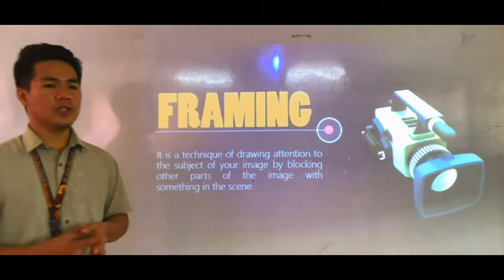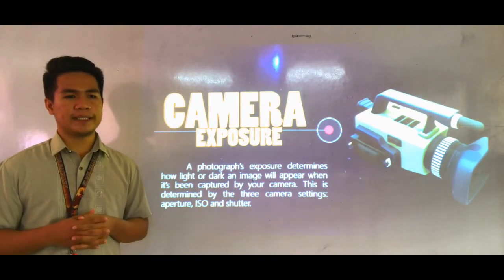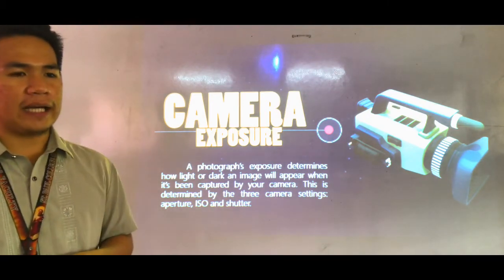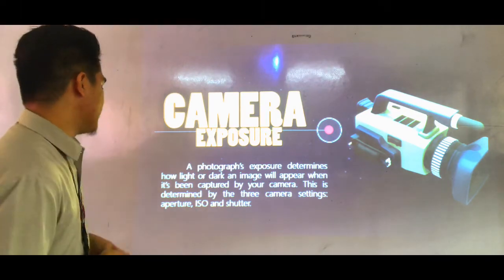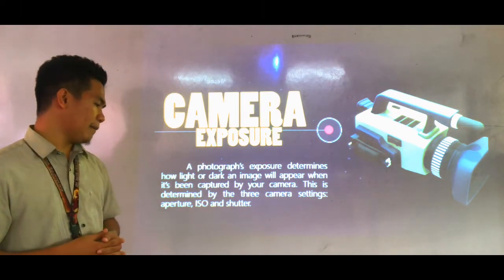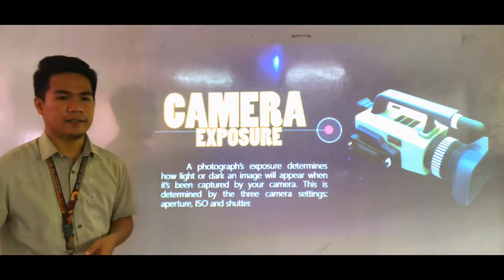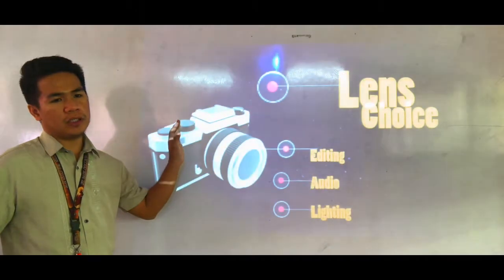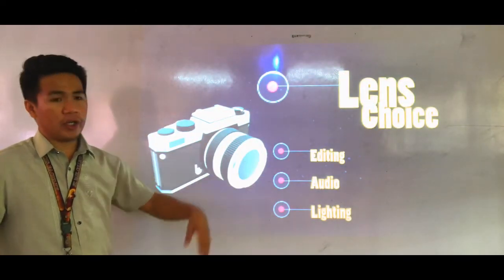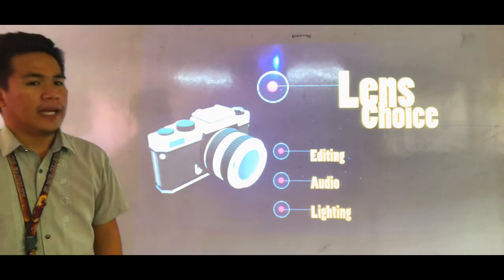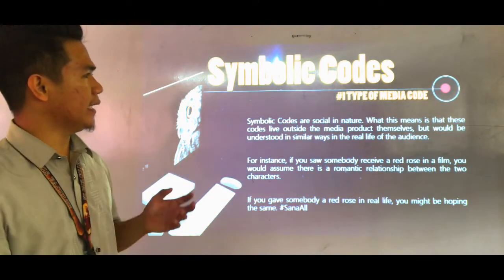Okay? We have also the camera exposure. A photograph's exposure determines how light or dark an image will appear when it's been captured by the camera. This is determined by the three camera settings: aperture, the ISO, and the shutter. Okay? We have also to consider the lens choice, how we edit things, the audio, and the lighting. Okay? And then, we have the symbolic codes, the number 3 type of media codes.